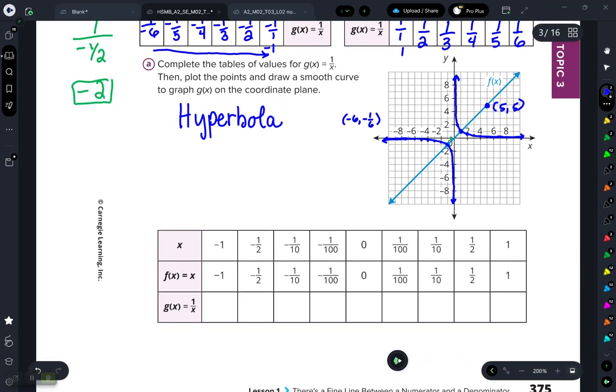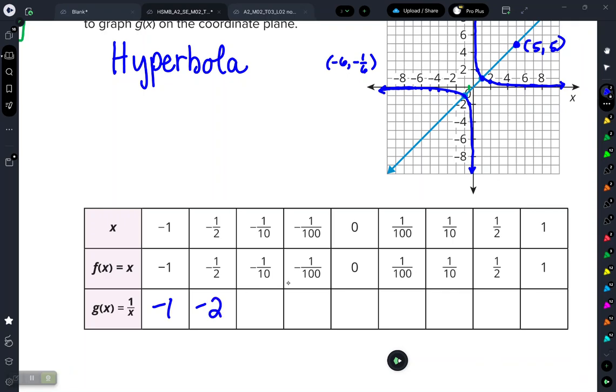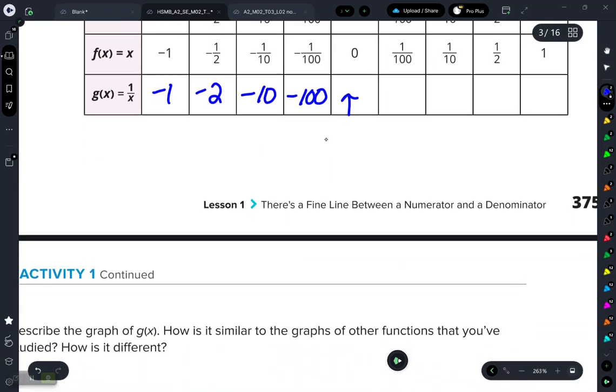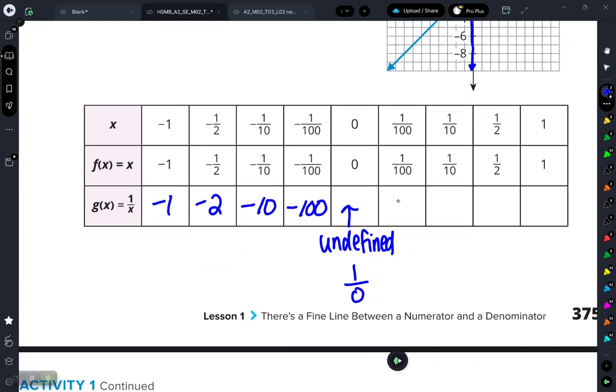Now, there's another table right here, and we've already kind of completed some of these, so we're gonna do these. So -1 over -1. This one turned out to be -2. This is -10, -100. 0 is, I'm going to write the word underneath, undefined. And that is because you cannot divide by 0. 1 over 100 would be 100. 1 over 10 would be 10. And then 2, and then 1.